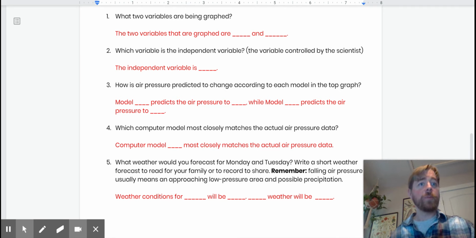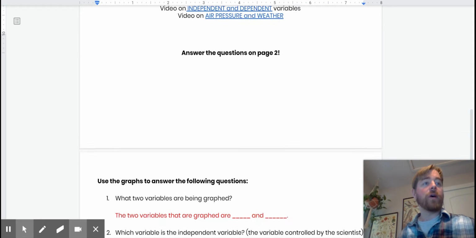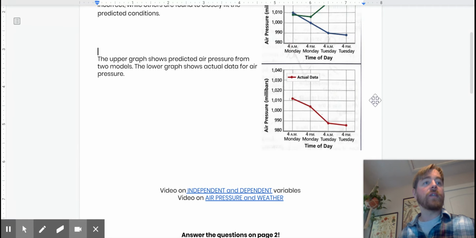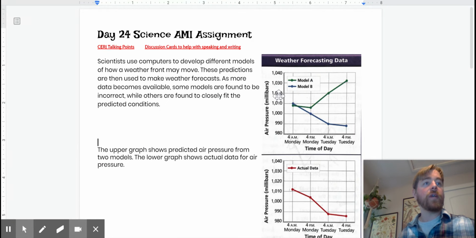Question 4, which computer model most closely matches the actual air pressure data? Just like with the real weather forecast, it's never 100% exact. So which one is the closest? Which model is closest to the actual data? Model A or Model B?